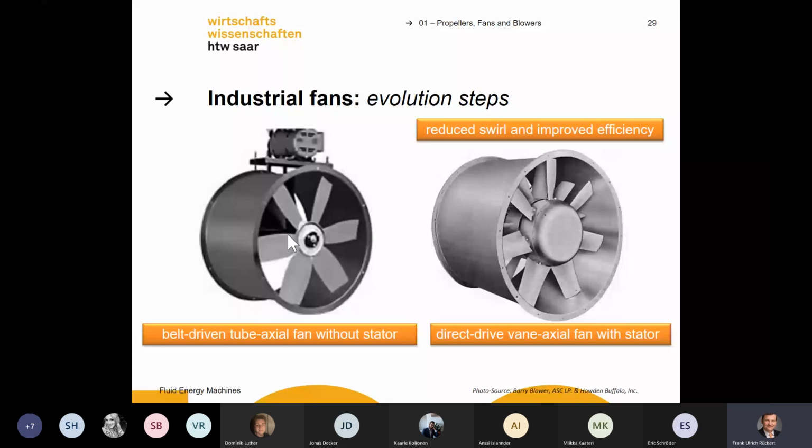And there's another thing that is not really efficient. If you imagine this belt that drives the propeller, you will have a lot of friction. It's much more efficient to place the engine directly behind the propeller.